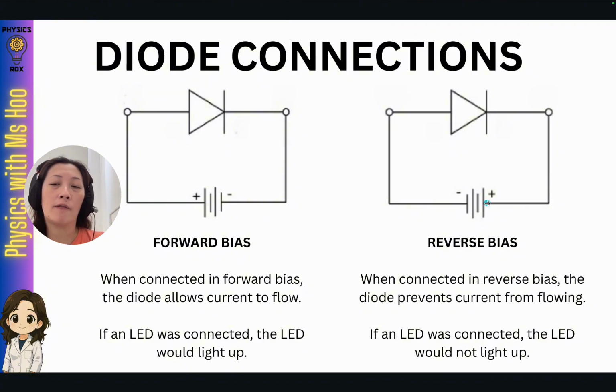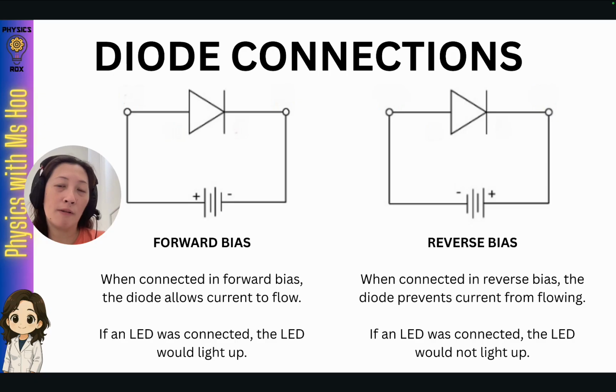So current will flow from the positive terminal through the wires, and when it gets to the diode, it can't flow through because the diode does not allow the current to flow through. So if this was an LED, the LED would not light up. So a diode is very useful as a traffic controller that allows current to flow in one direction only.